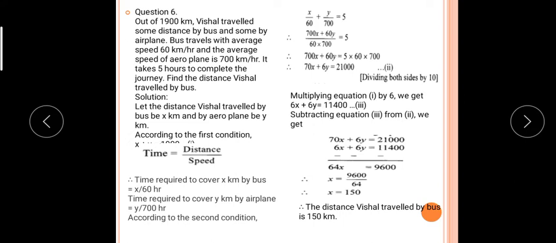So students, like this you have to solve the word problem. Today I am going to stop here. Tomorrow your test will be there. So be ready, be prepared.